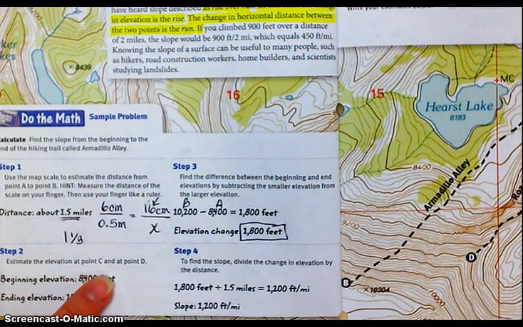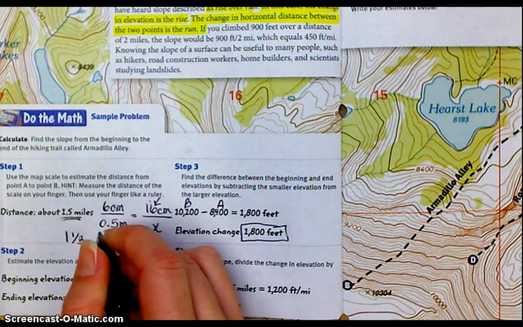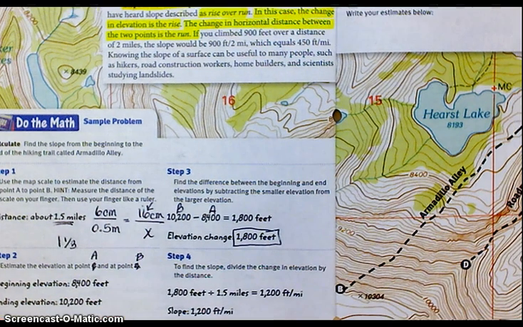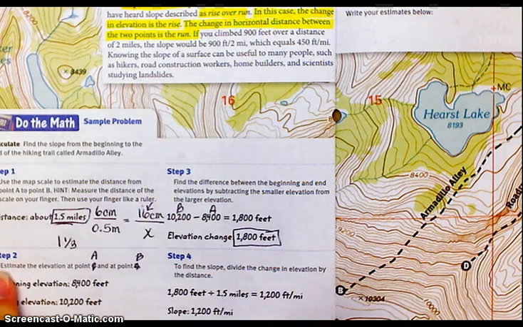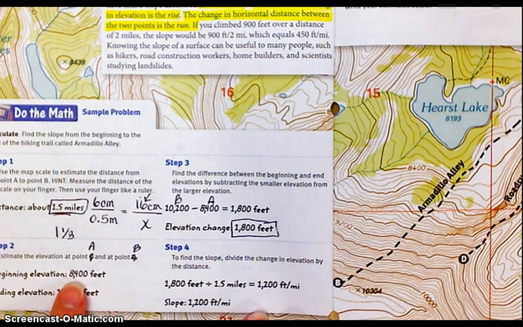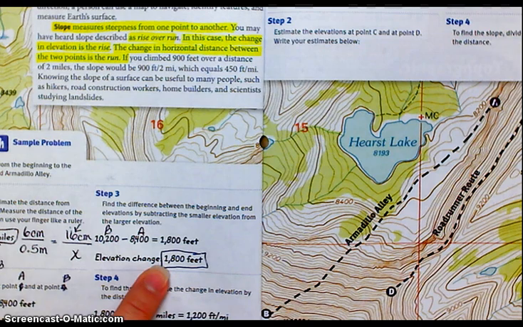Okay, so this threw me off because they put point C and D, and I'm like, we're not doing C and D. So point A and point B, that's why I was so confused. Okay, so step one is to figure out how far it was. I'll just go with 1.5 miles, which is what they got, even though it's not exactly what I got. Then we needed to estimate the elevation at point A, 8,400 feet, and point B, 10,200 feet. We figured out the change in elevation, which was 1,800 feet.